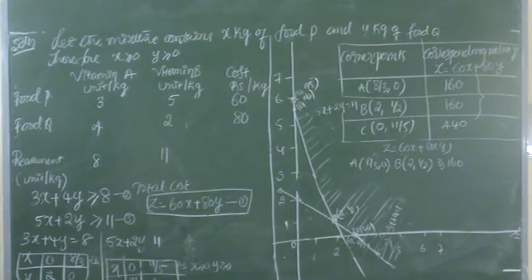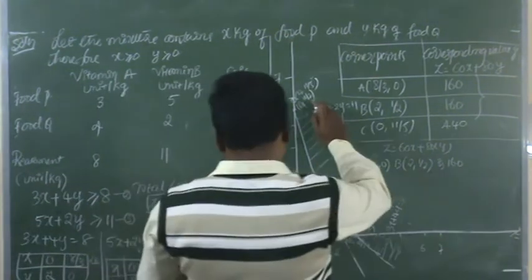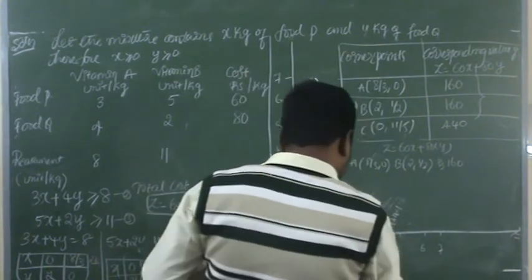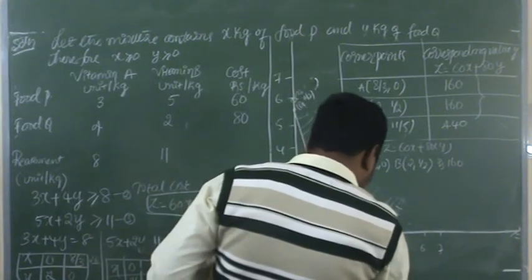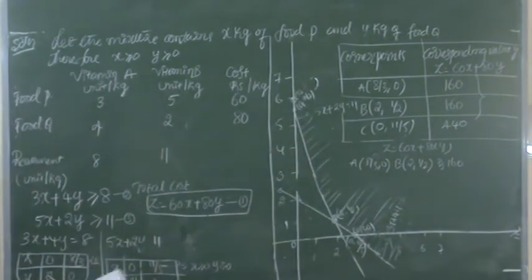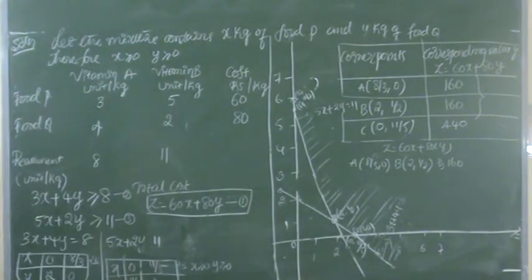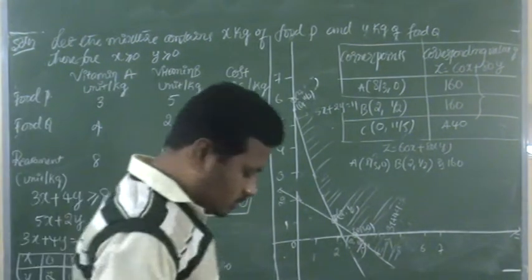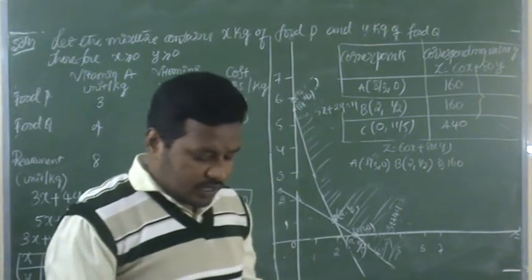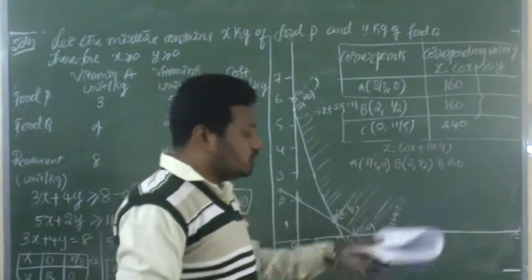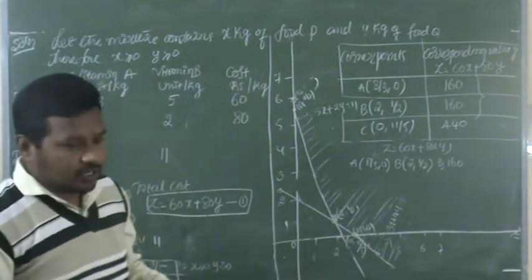Finally, wait, 11/2, this is 11/5. So finally, the minimum cost of food is at A, which is 8/3, 0, and B, which is 2, 1/2. That is 160.